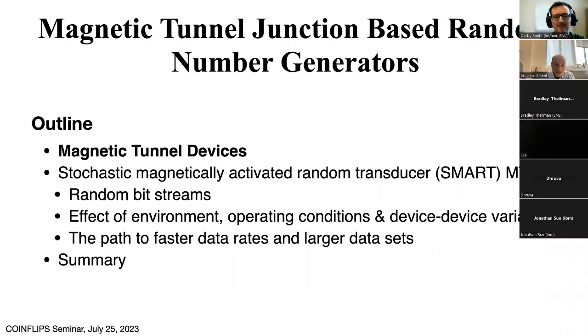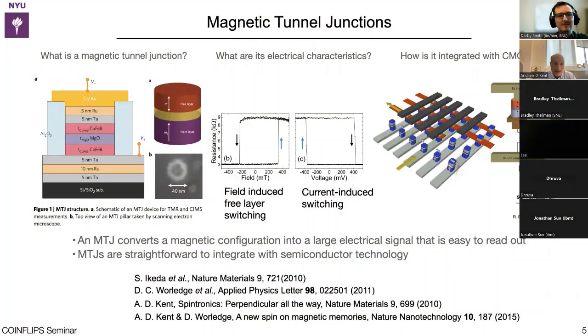Okay, so magnetic tunnel junctions. So what is a magnetic tunnel junction? It is two magnetic layers separated by a very thin insulating barrier. I think you can see my mouse, right? That's okay. It's so thin that electrons can quantum mechanically tunnel between the metallic layers.